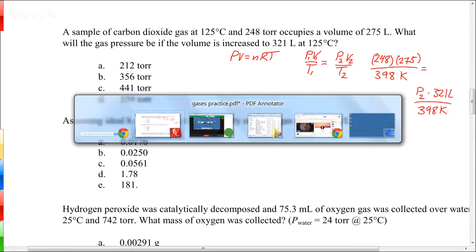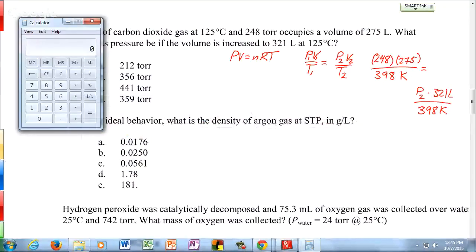So if we solve for P2, that's going to be 248 times 275 divided by 321. Oops, I hit a button right here. 248 times 275 divided by 321. 212 torr, is that what you got? So if you did it a different way, is that what you also got?